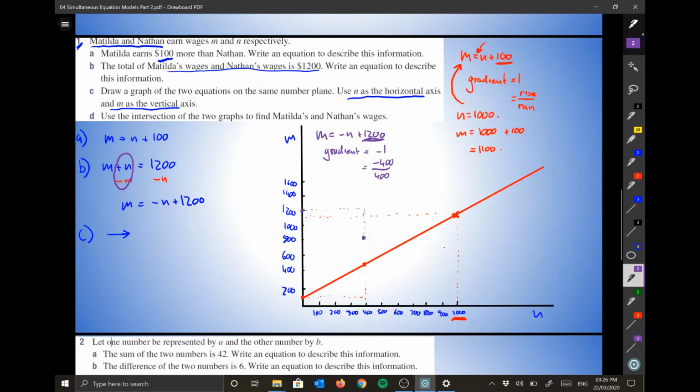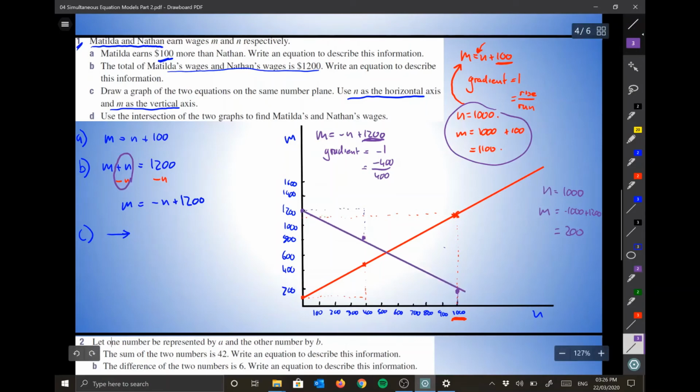But we can also use our second method and say n equals 1000. Therefore m equals -1000 plus 1200, which is going to equal 200. So for our purple line, we have this point here when n equals 1000, m equals 200. Now we can join our lines. I haven't drawn this very well, but let's say it's something like that.